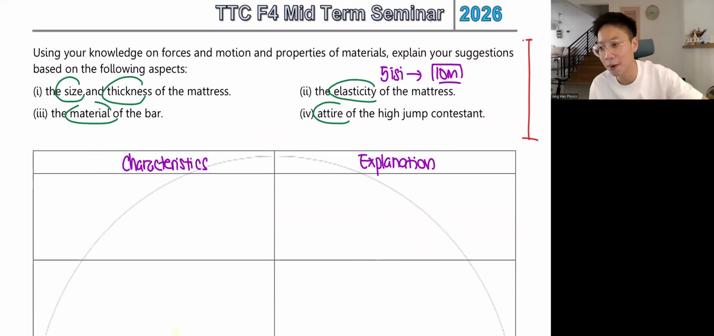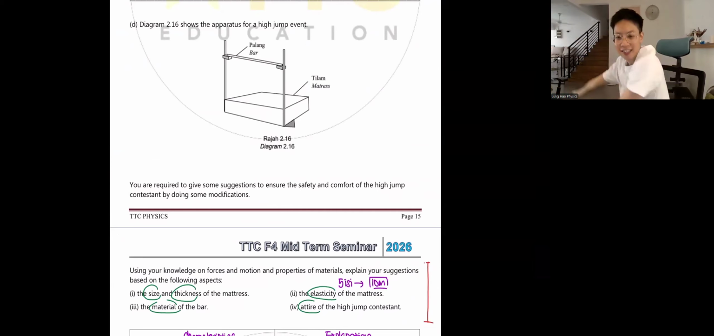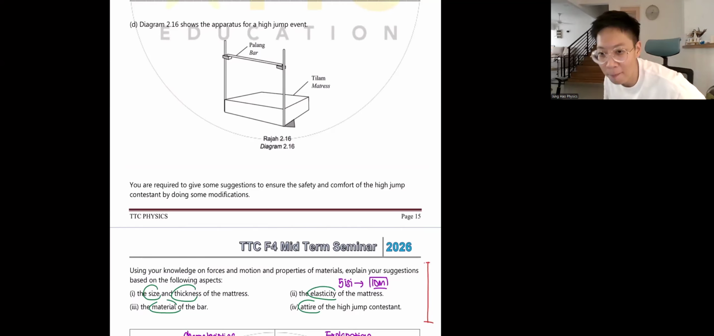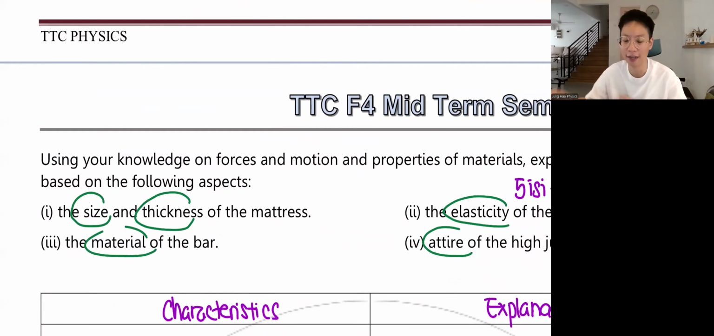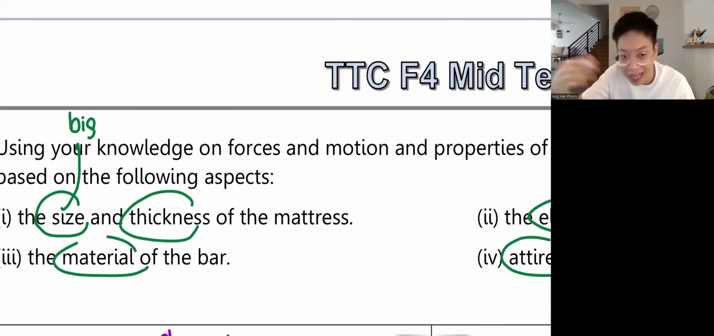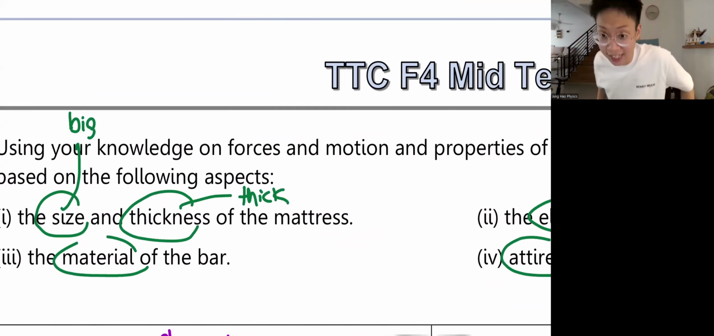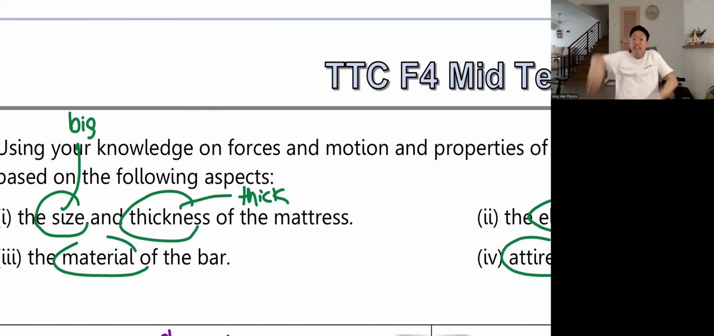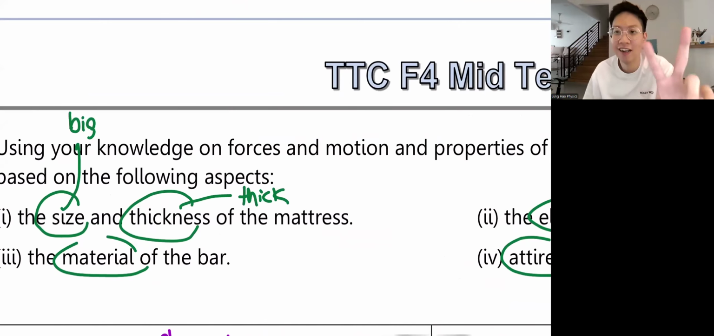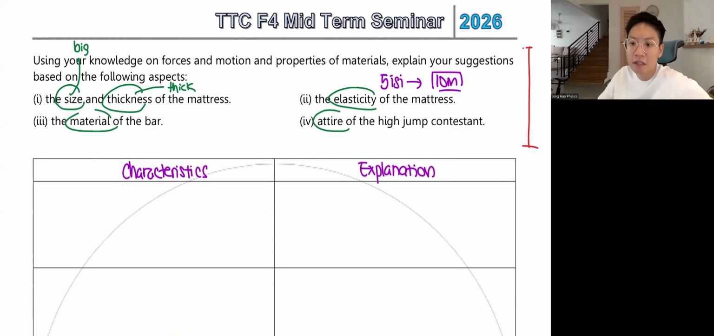So now, can you tell me what about the size of the mattress? So now you go for lompat tinggi. So when you lompat tinggi, your size macam mana? Okay guys, so the size obviously has to be bigger or larger, right? Thickness, then it will be thick. It's two different points. Big and thick are two different things. Don't mix up. So now let's talk about the big and the thick first.